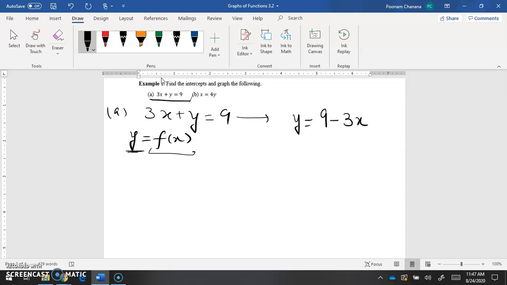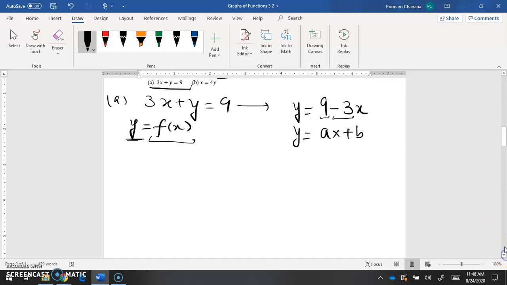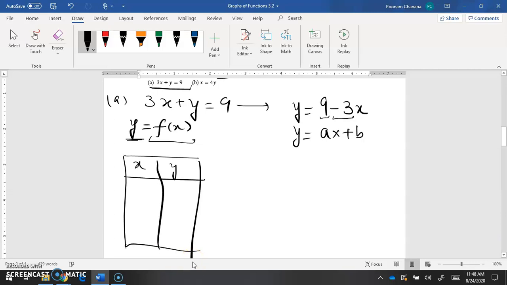In the y is equal to f of x format. The question is to find the intercepts and graph the following functions. Now this is my function. Do you see this is in the format of y is equal to ax plus b. a is the coefficient here, negative 3, b is 9, right? Now they are telling us to draw this graph. How can we draw this graph? I always do a table of values. If you are using hand and no calculators, you take some random values of x and put in y. What is y again? 9 minus 3x.